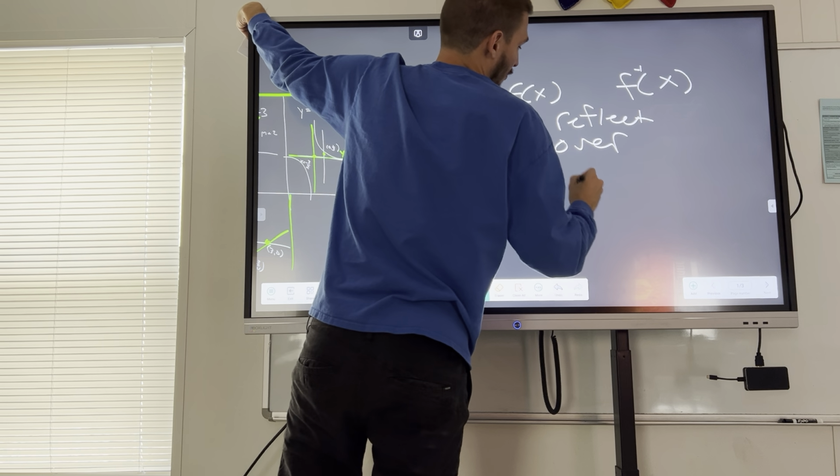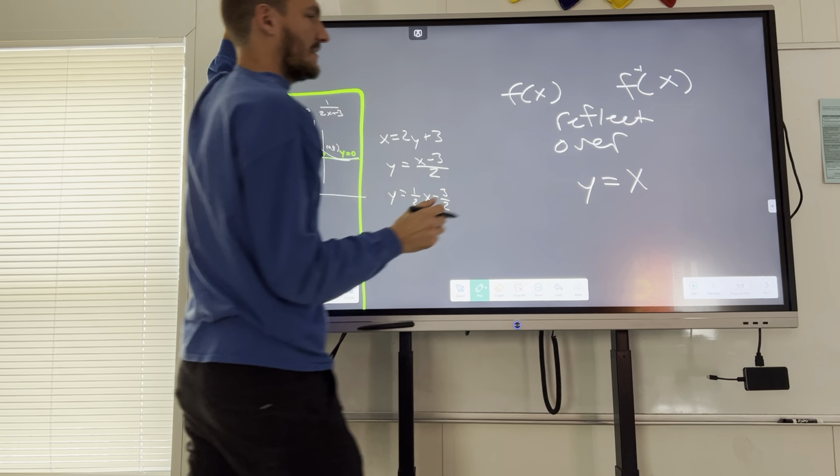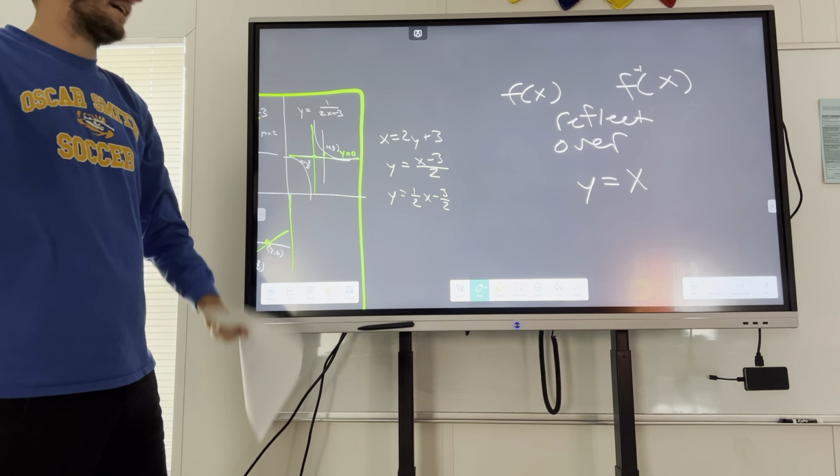out the electronic. Reflect over y equals x, because you've switched y and x.